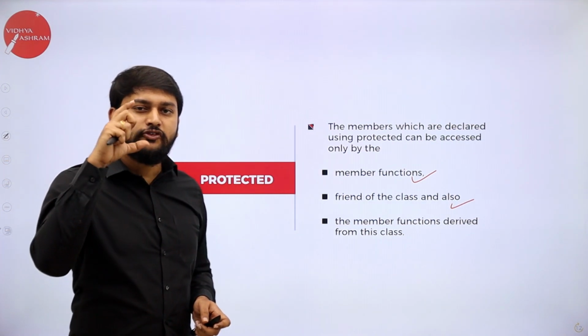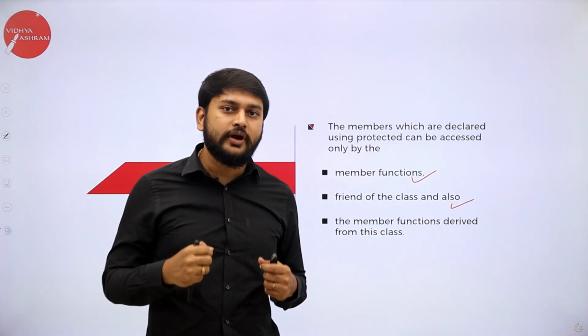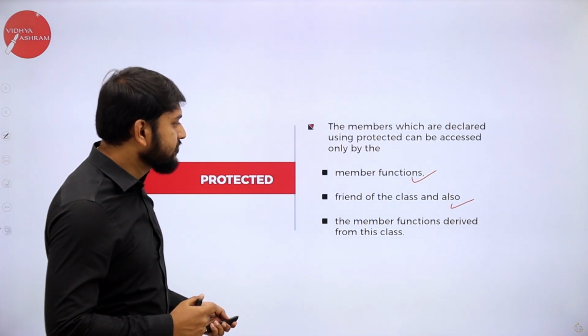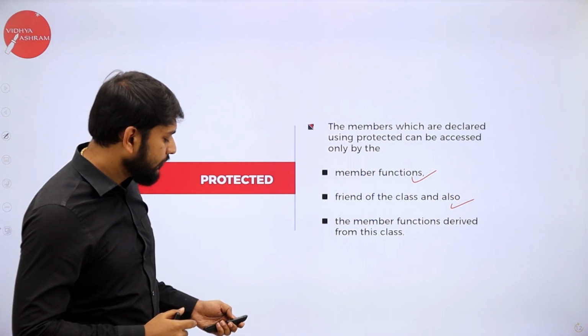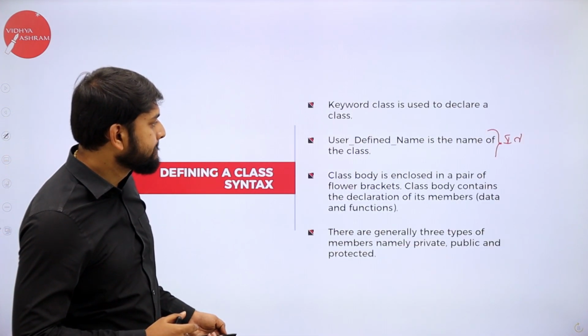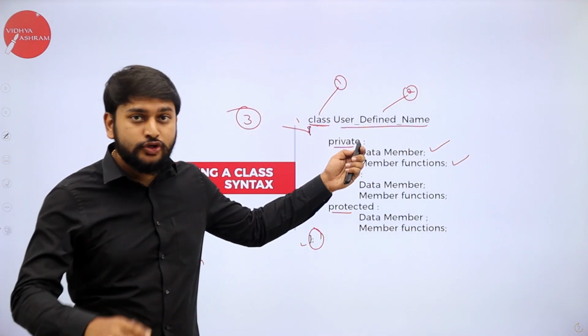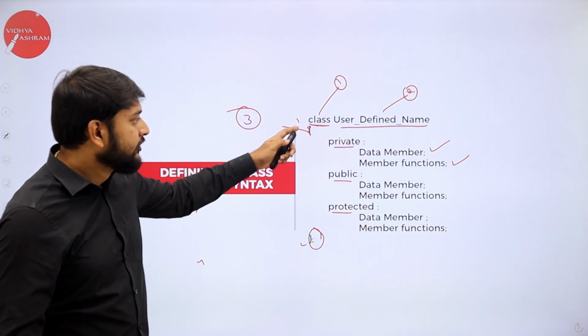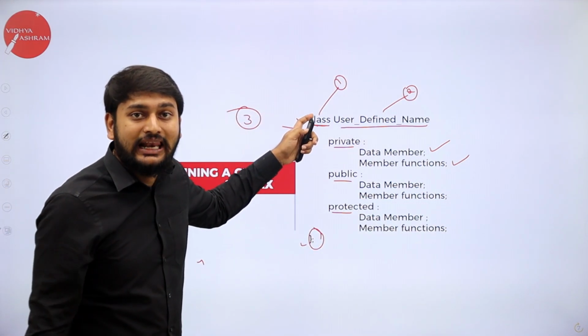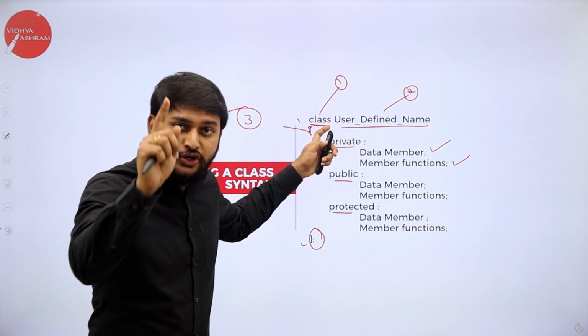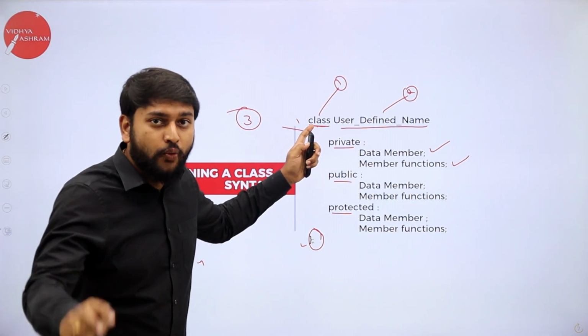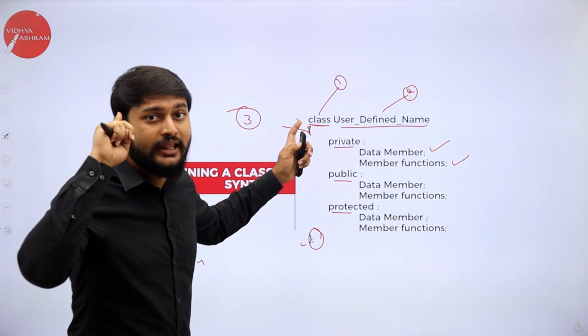So I will just give you a small recap of whatever I have discussed. Let's move on to the first slide. Remember this. You need to remember these many points. The first point you need to remember is class. How do you create a class? Using the keyword called class. What is the second point you need to remember? The name of the class.